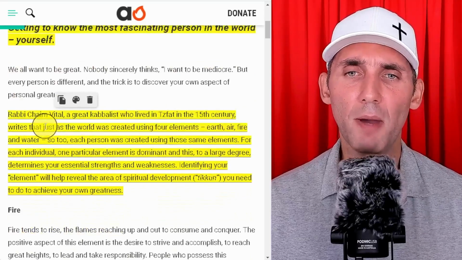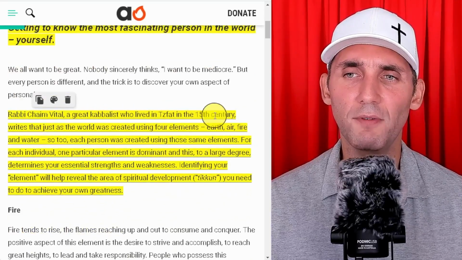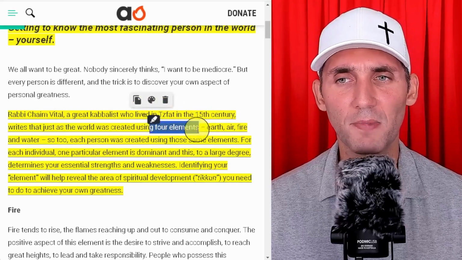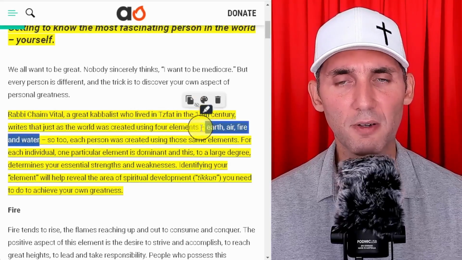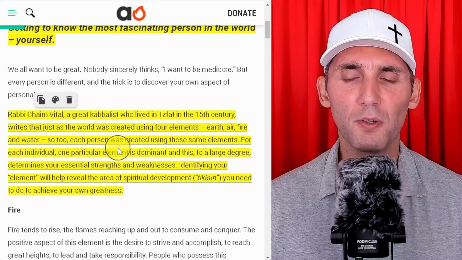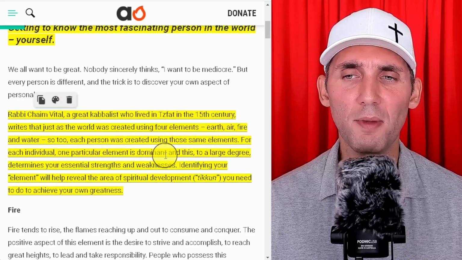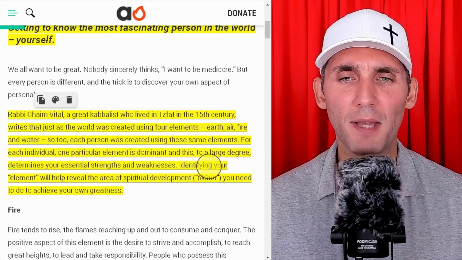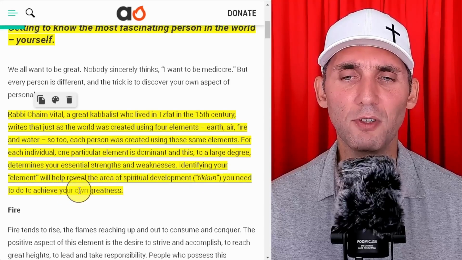Anyway, moving on. Rabbi Chaim Vital, a great Kabbalist who lived in Tzfat in the 15th century, writes that just as the world was created using the 4 elements, earth, air, fire, and water, which again is tied to the Kabbalah and the letters and so on, so too each person was created using those same elements. For each individual, one particular element is dominant, and this, to a large degree, determines your essential strengths and weaknesses.